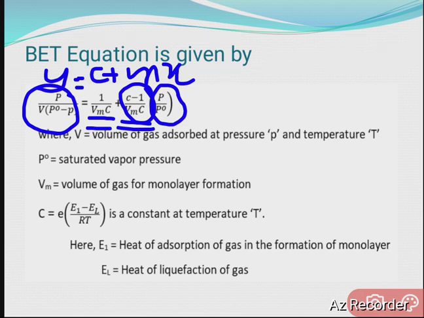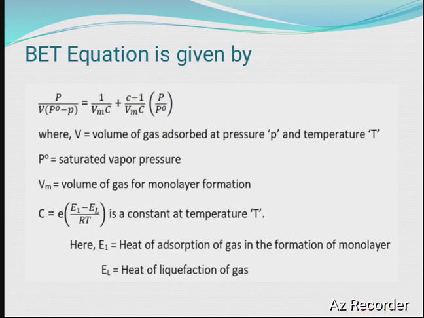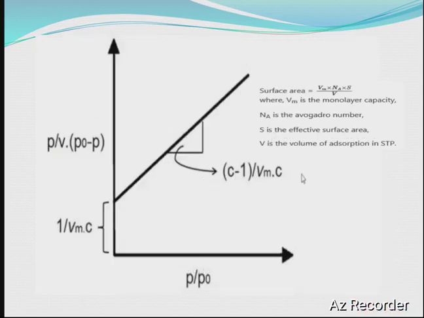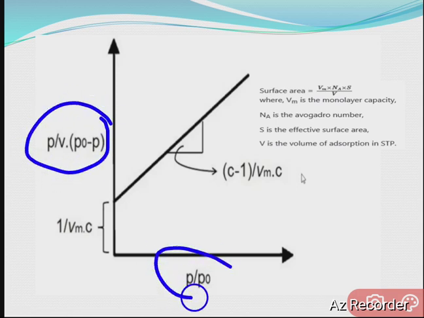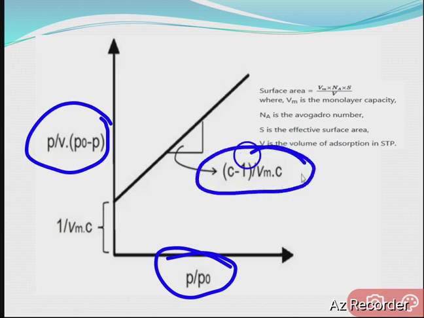Okay, the plot of this BET equation is given here. This is the y axis component, this is the x axis component. From the equation we come to know that this is the slope and this is the y axis intercept. We can have the straight line.